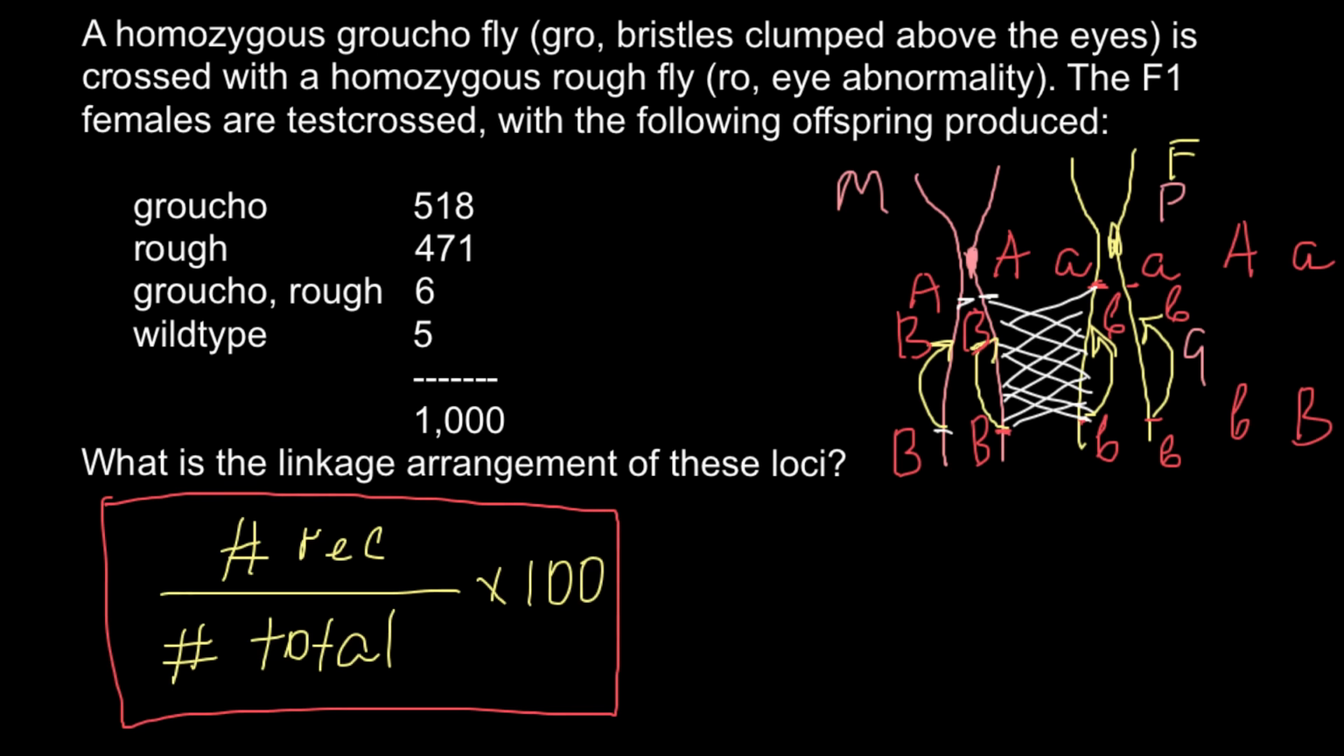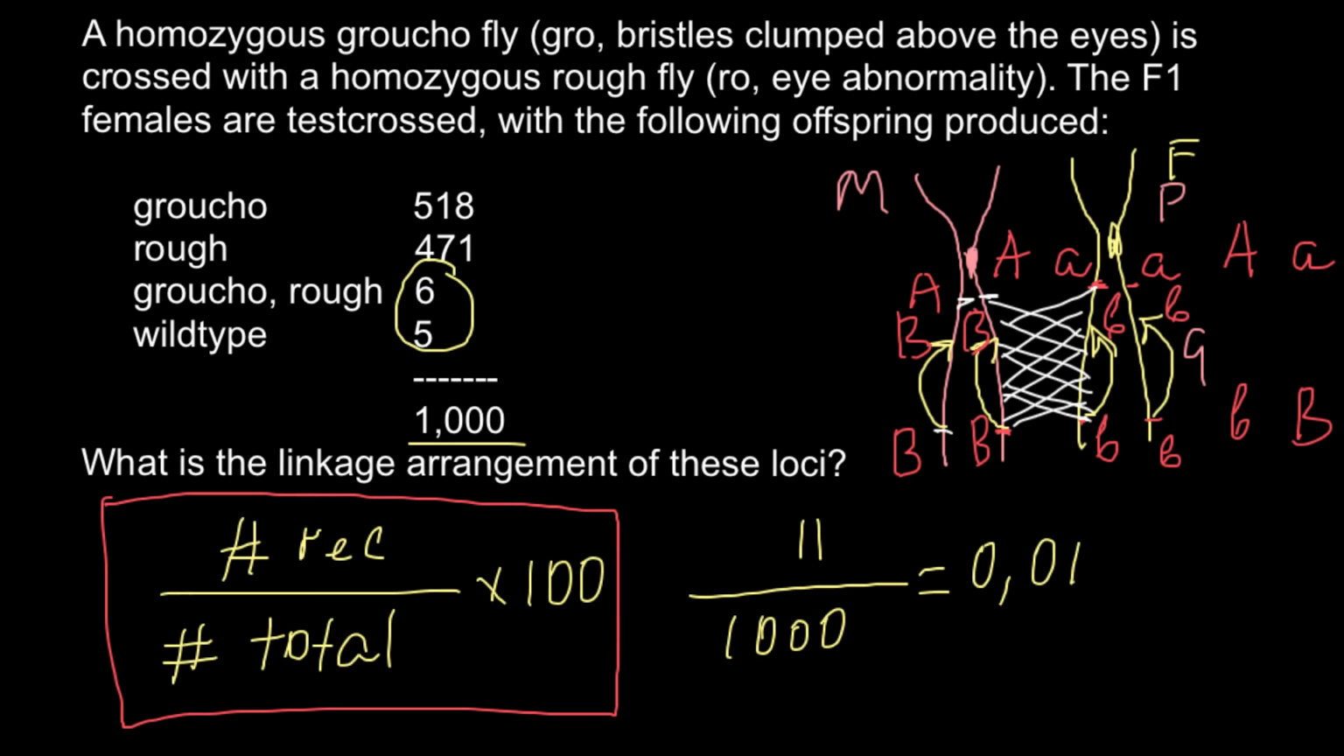So the number of recombinants here is 11. We have to divide by the total number, that is 1000. And what we are going to get here is 0.011. And if we multiply by 100, we are going to get 1.1 centimorgans. So this is going to be our answer.